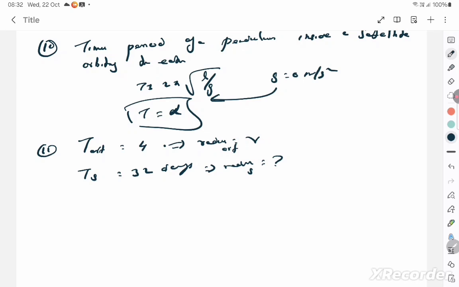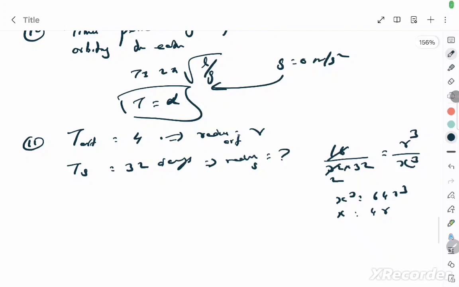So again, I'm only thinking of using Kepler's law. Should I use Kepler's law? T square is proportional to R cube. Let's try this sum and see if I'm getting the answer once again. Yeah, that's all. Directly Kepler's law.